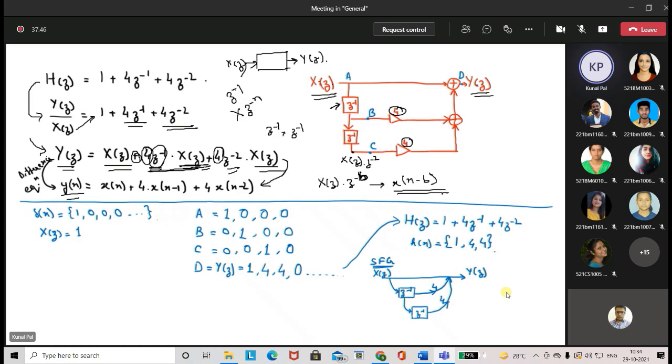Now, let us analyze this architecture which we have designed. This architecture is nothing but, we call it the realization of the filter. Okay, we call it the realization of the filter.